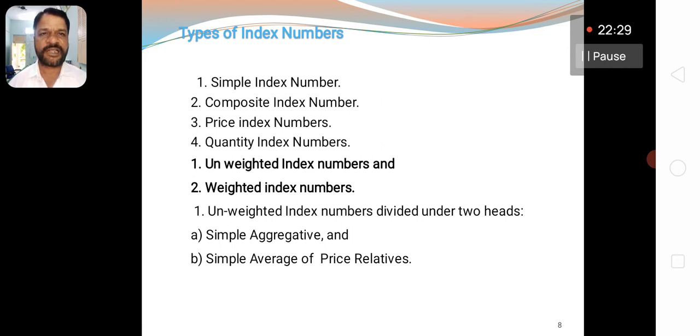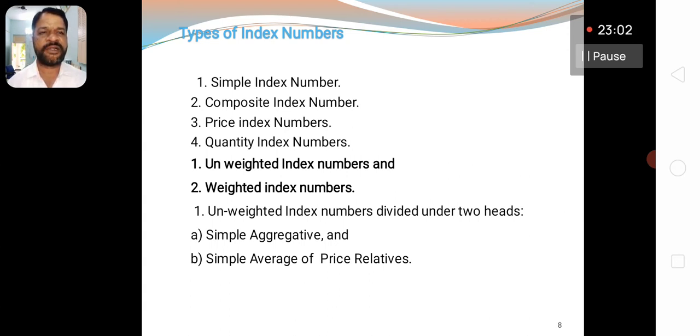Now, there are certain types and methods that can be used to construct index numbers. The first is the simple index number or general index number. The second is the composite index number. The third is the price index number, and the fourth is the quantity index number. In constructing the index number, we use two methods: the unweighted index number and the weighted index number.